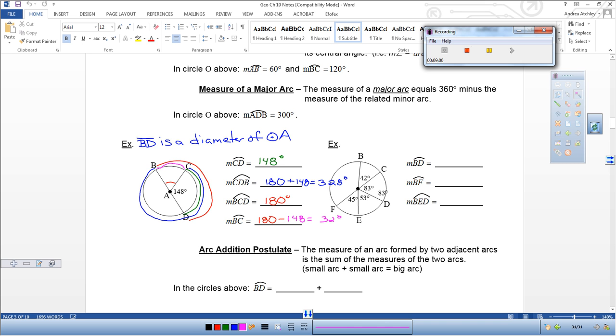Okay, now the next one I'm not going to tell you that there's a diameter there. We cannot say that there's a diameter unless I add everything up and find that it equals 180. So don't assume there's any diameters. We want to start with BD. Very good. This angle and this angle will give me BD. So 42 plus 83 is 125 degrees.